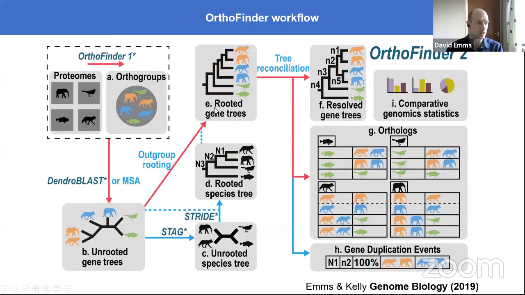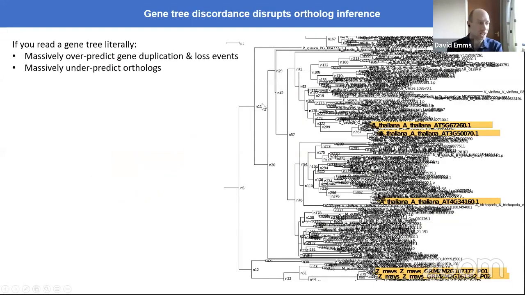And basically combining those two together got us to this point where we could use the rooted species tree to root our gene trees. And so the next problem we want to address in OrthoFinder is how do we get the orthologs from those gene trees?